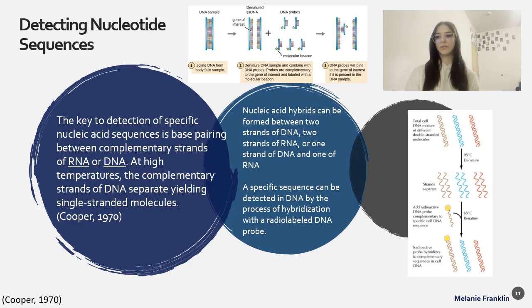Detecting nucleotide sequences. The key to detection of specific nucleic acid sequences is base pairing between complementary strands of RNA and DNA. At high temperatures, the complementary strands of DNA separate, yielding single-stranded molecules. Nucleic acid hybrids can be formed between two strands of DNA, two strands of RNA, or one strand of DNA and one strand of RNA. The specific sequence can be detected in total cell DNA by hybridization with a radiolabeled DNA probe.